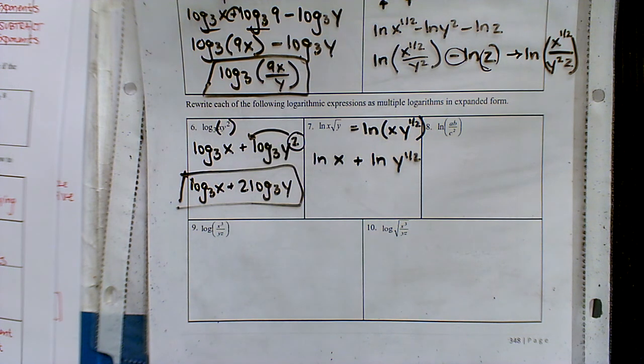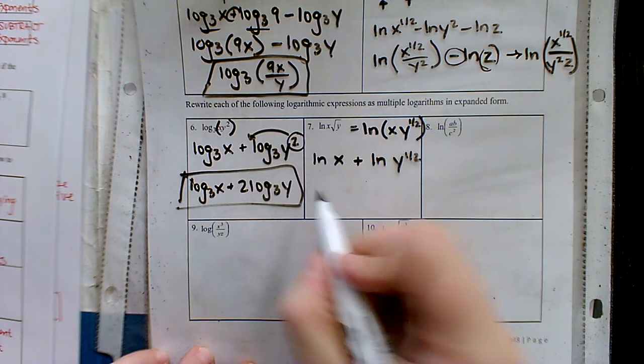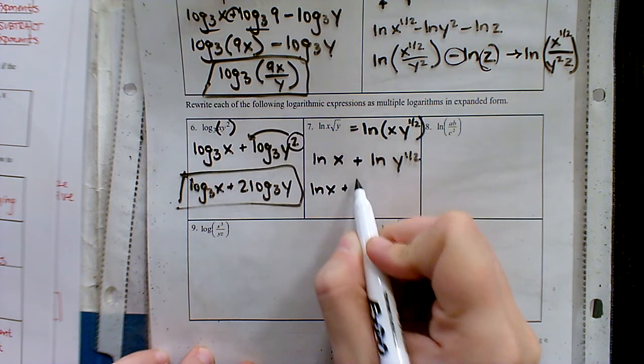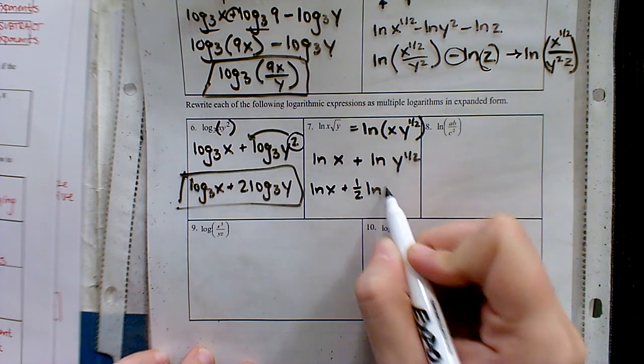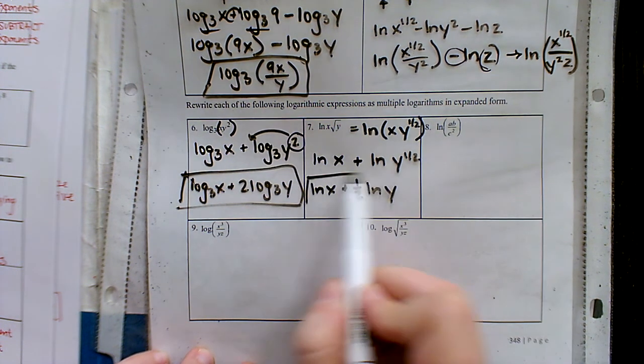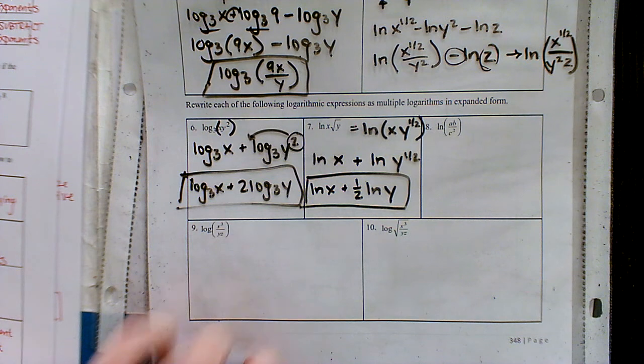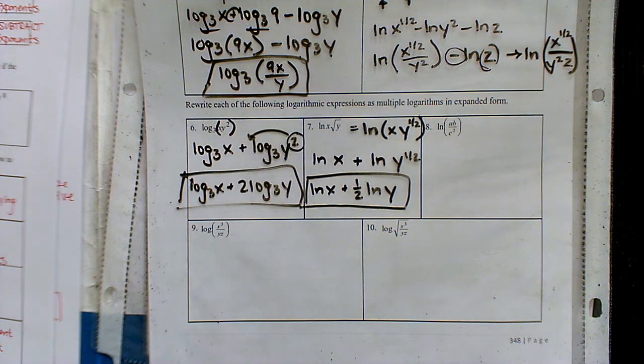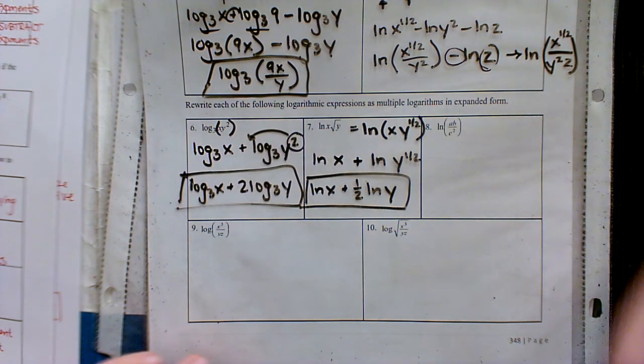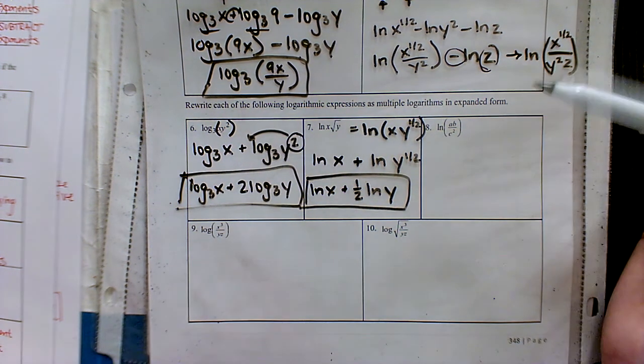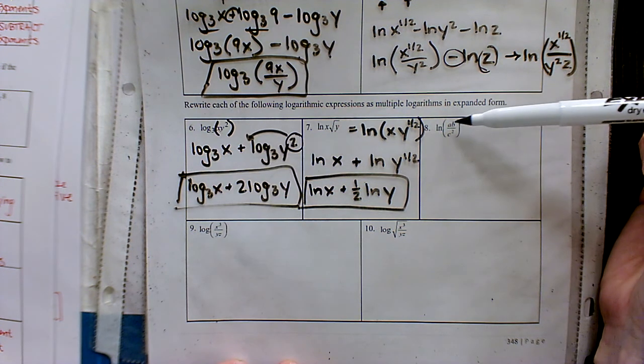Is there any other property we could possibly use? What, Elsie? To the front, yep. So 1/2 natural log of y. Looks good. All right, I think we'll be able to get one more in. Let's check this out. Natural log of AB divided by C squared.